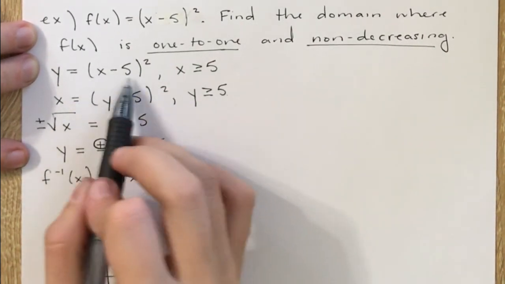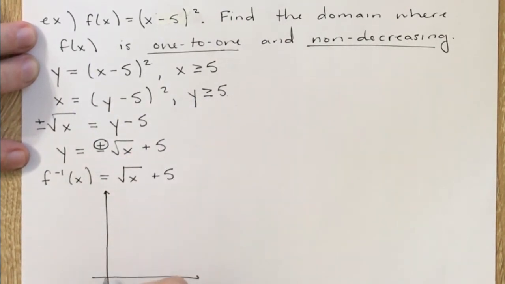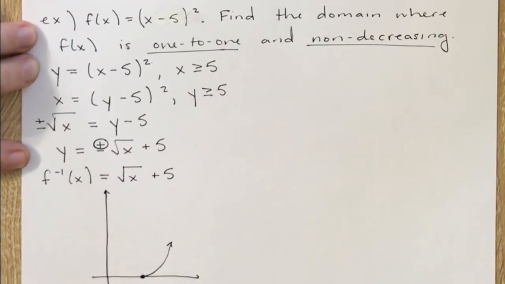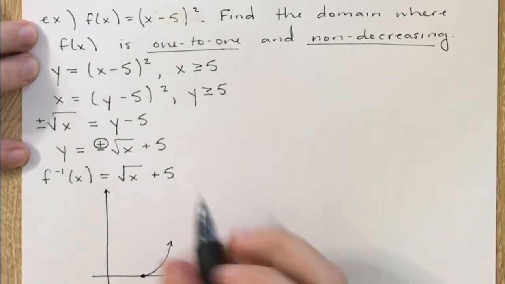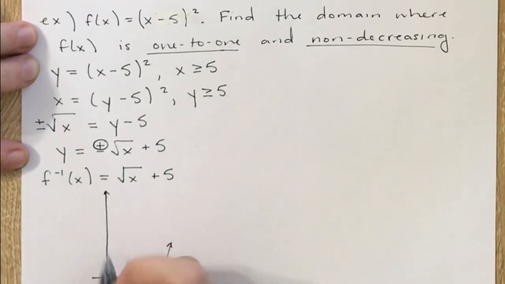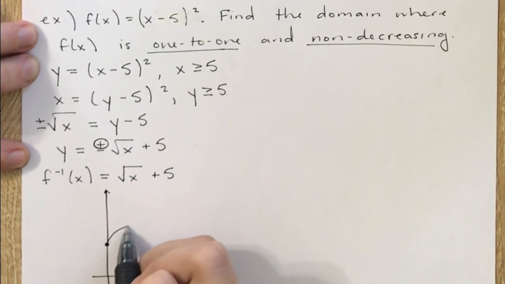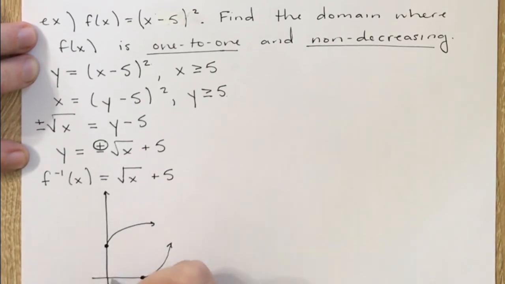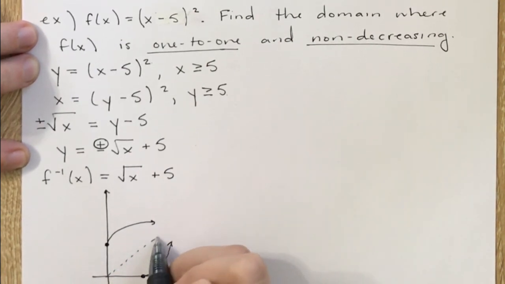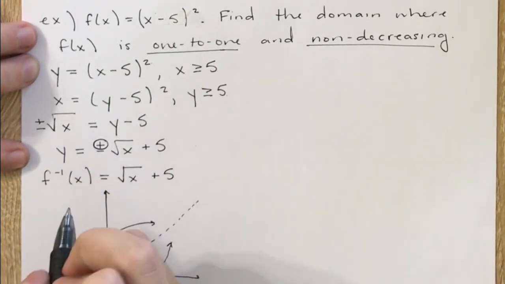If we look at the graph of this, we're starting with x minus 5 squared. That is this guy, right? Half of a parabola that's been shifted to the right by 5. Looks like this. And then our inverse, we have a square root function that's been shifted up 5. So we have this. These guys definitely look like inverses, right? They look like they've been flipped across the line y equals x. So this is good.